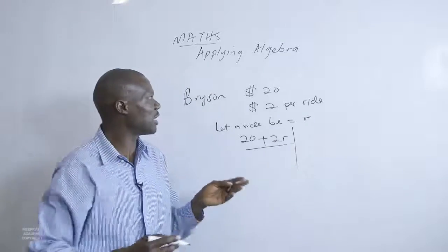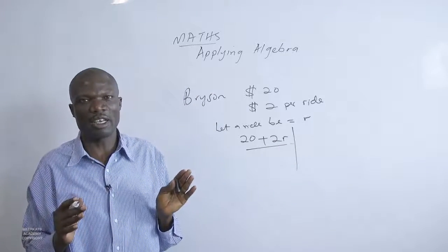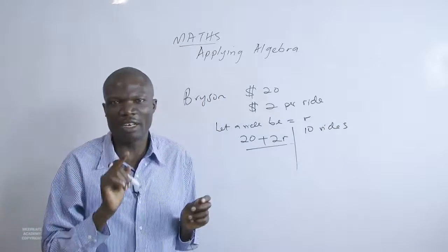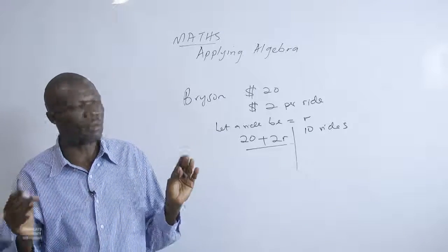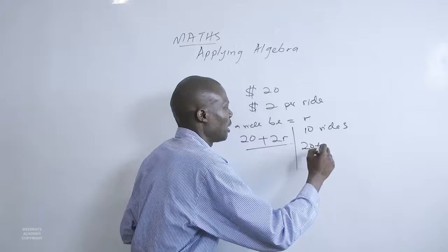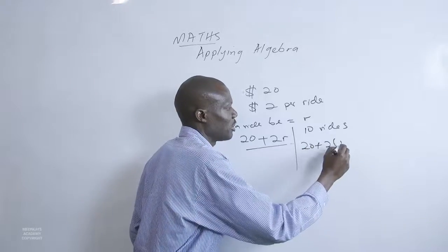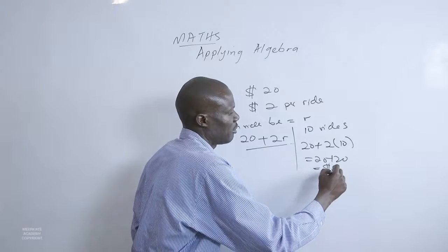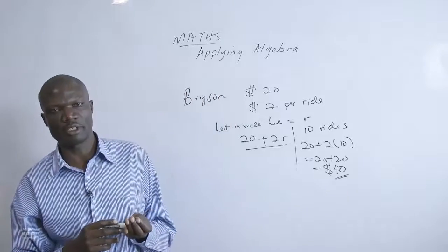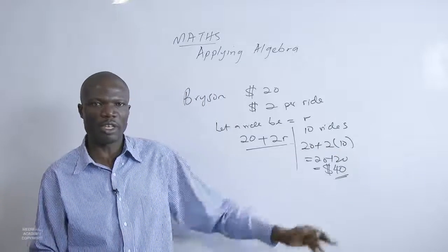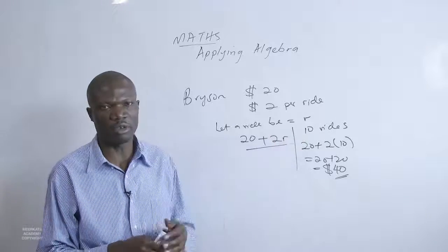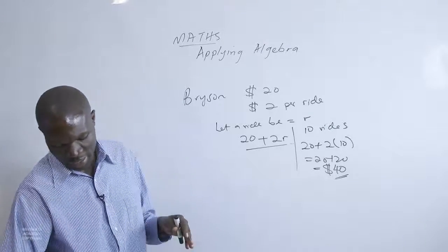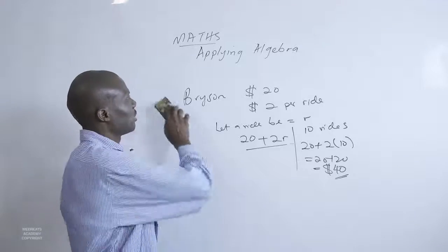So if someone says that Bryson went there and had about 10 rides, then we shall substitute and say the total amount spent is 20 plus 2 times the number of rides, which is 10. This gives us 20 plus 20, which is $40. You see that? So the number of rides must be clearly defined, just the way we've seen here. So let us look at examples and some workable exercises.